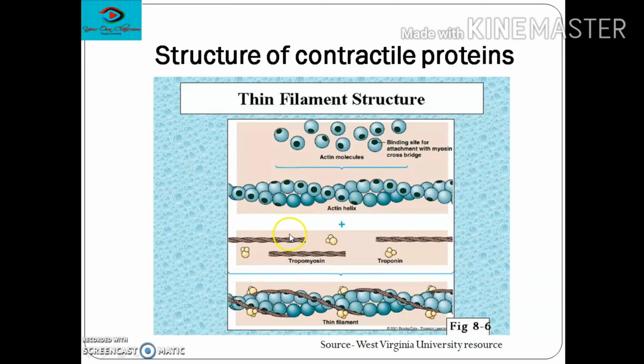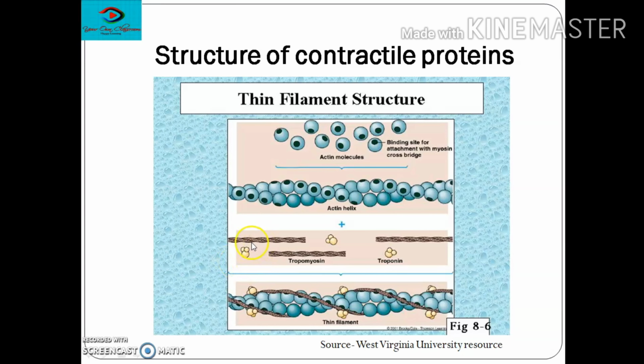Then there is tropomyosin. Tropomyosin is a double helical protein which coils around the actin molecule, and its main function is to conceal the myosin binding site present in the actin. As you can see, these dark spots present in the middle of these balls are myosin binding sites of the actin. So the main function of tropomyosin is to modulate actin-myosin binding.